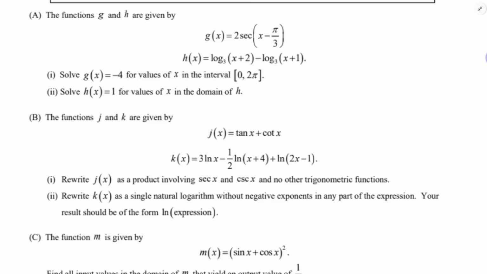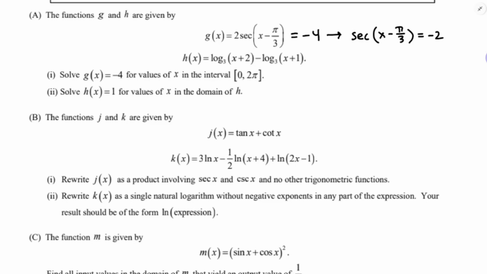All right, now we've got one more of these examples of free response question 4, and this one looks interesting. Secant, we haven't had any of that. Solve g of x equals -4. Okay, so if this is going to equal -4, I'm going to divide both sides by 2, and I'm going to get secant of x minus pi over 3 equals -4 over 2 equals -2.